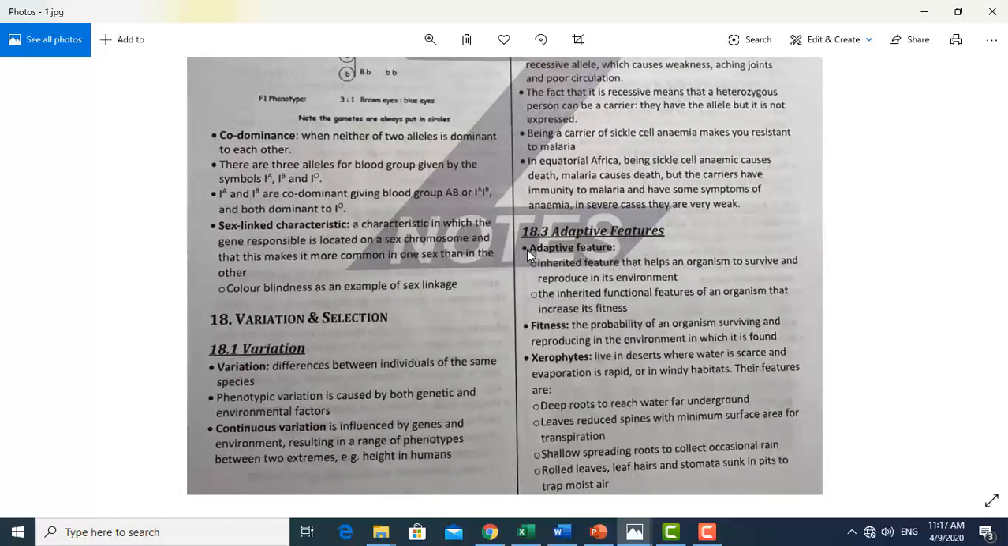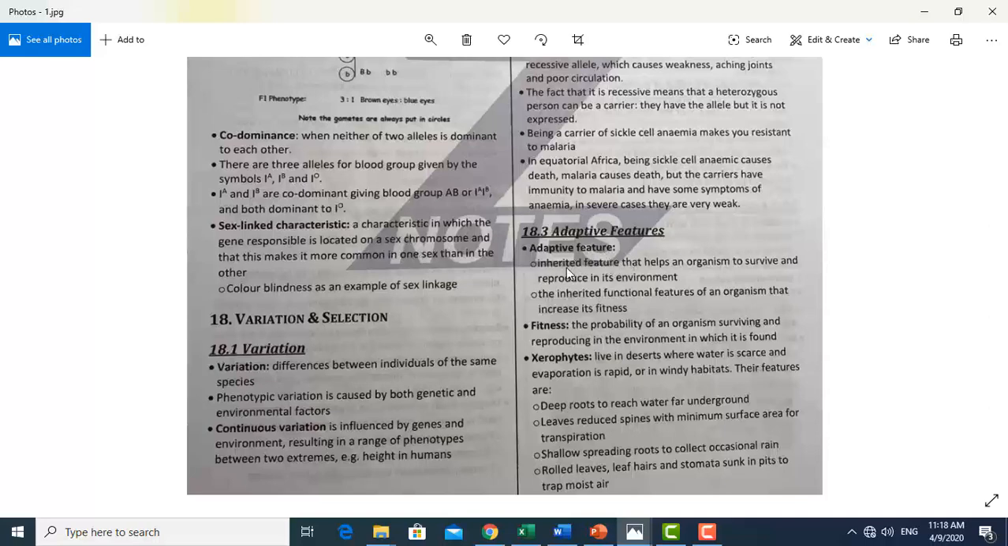Adaptive features. If I ask you how the camel is adaptive to live in the desert, you will tell me that the camel has a hump. It has long lashes to prevent sand, especially in a sandstorm, from going into its eyes. It has a leg shape that prevents it from sinking deeper into the sand, and the hump stores fat for many days in case it doesn't get the proper amount of food or drinking water. This is how an animal is adaptive to live in its own habitat.